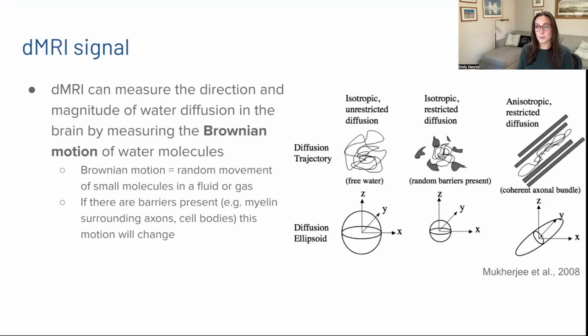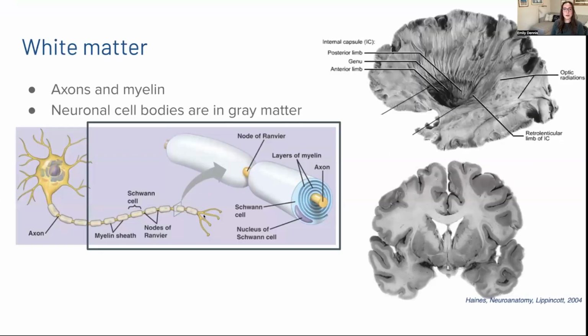So here, for example, in a well-myelinated tract, we might have a fairly elongated ellipsoid because water is diffusing more easily in one direction rather than randomly across other directions. And with this, we can also look at just changes in the magnitude of diffusion, how much movement there is just in general. So just a little background or a refresher on neuroanatomy, as we're primarily talking about white matter.